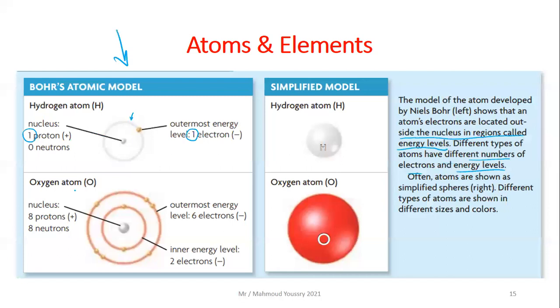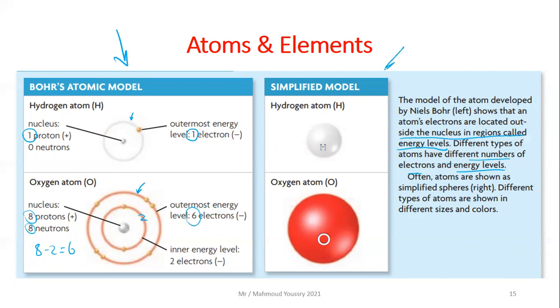Another example, this is the oxygen atom. The nucleus contains 8 positive protons and 8 neutral neutrons. So let's distribute the electrons to the energy levels. The first energy level takes only 2. 8 minus 2 equals 6. So then we have 6 electrons for the next energy level. The next energy level will take the rest, the 6 electrons. The outermost energy level contains 6 electrons.